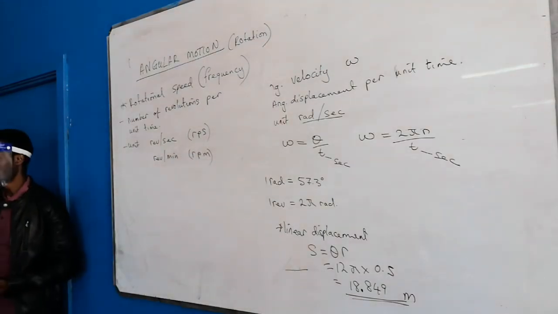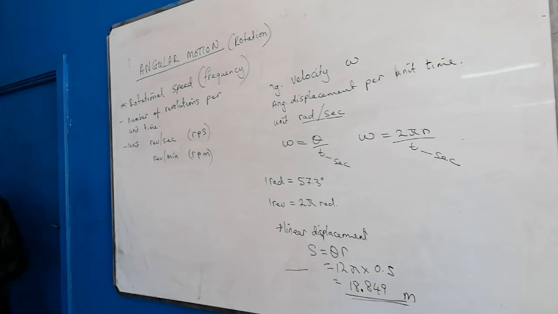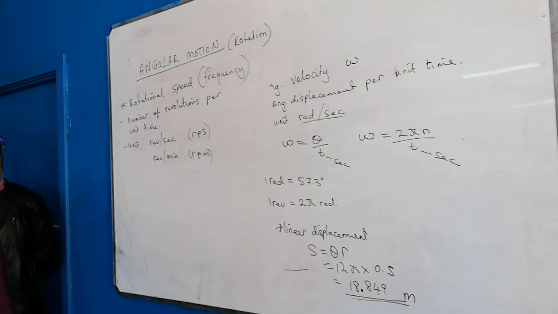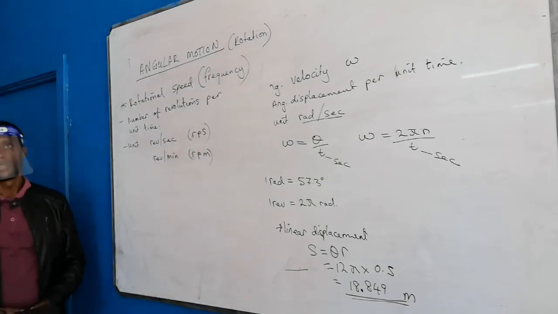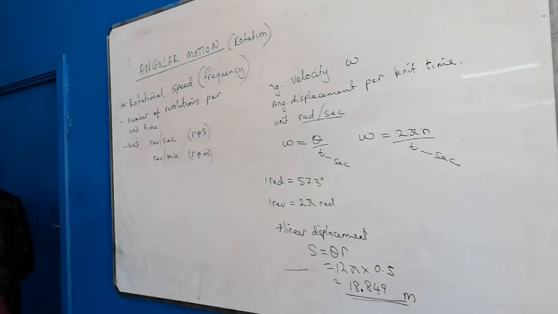Rotational frequency, or rotational speed. It's the number of revolutions per second or per minute. Number of revolutions per unit time. How many revolutions is it spinning? Remember, whatever we'll be looking at has to do with rotation or anything that spins, that goes round. How many revolutions is it making in a second or in a minute?